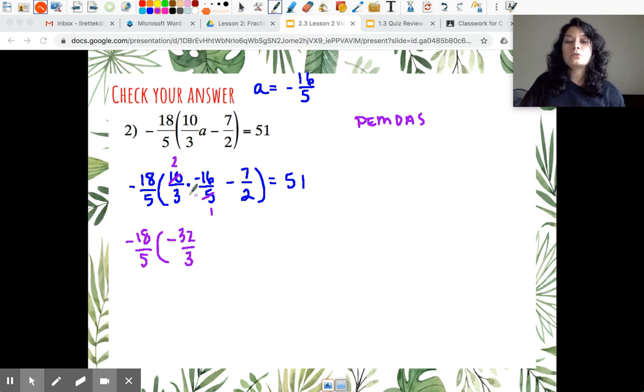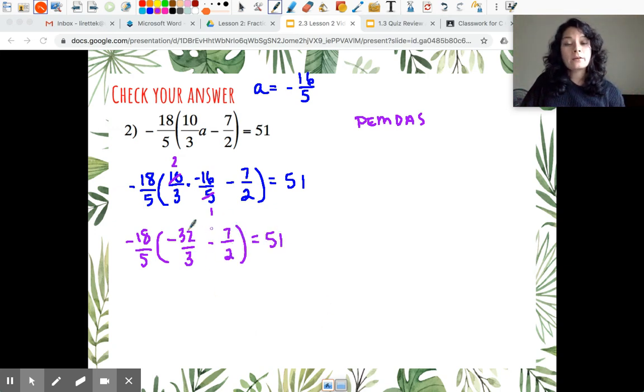Now you might be wondering, why am I not just distributing this number outside here? When you can avoid the distributive property and just work with what's in the parentheses first, it's highly encouraged that you do that. It makes the problem a little bit easier. So I'm going to keep going here and subtract the 7/2.